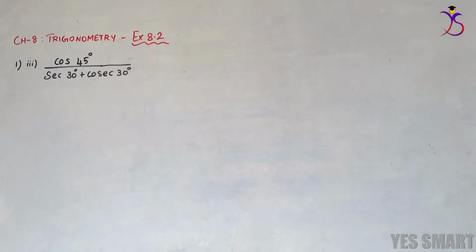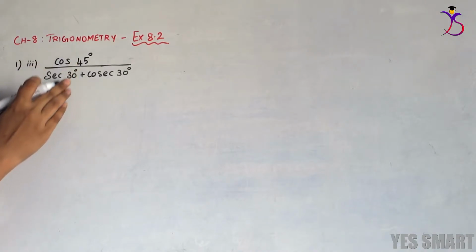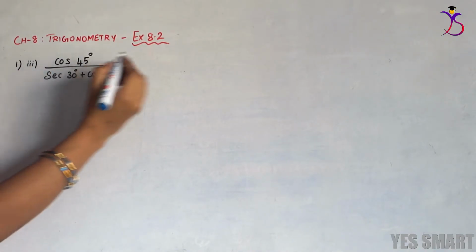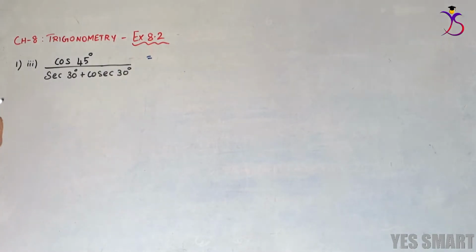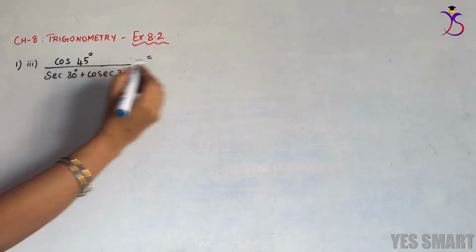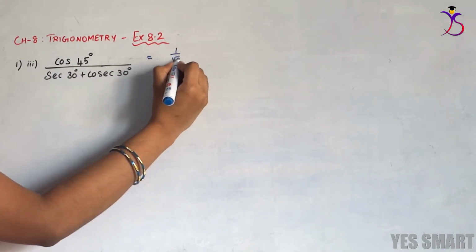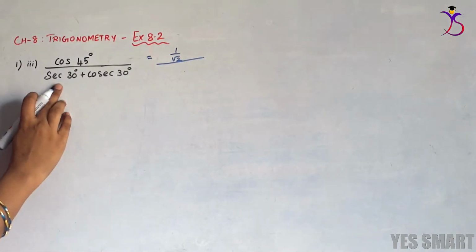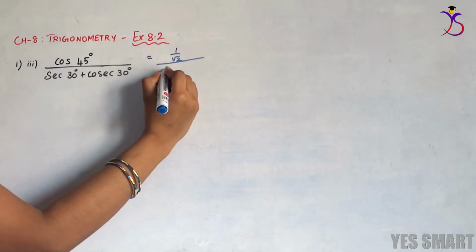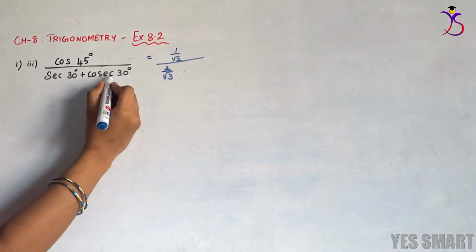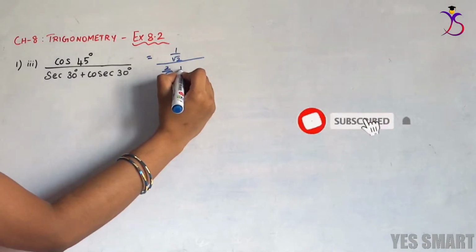Now first sum, third subdivision, cos 45 by secant 30 plus cosec 30. Now I am just going to substitute the value of the trigonometric functions. Cos 45 is 1 by root 2 by secant 30. The value of secant 30 is 2 by root 3 plus cosec 30. The value of cosec 30 is 2 plus 2.